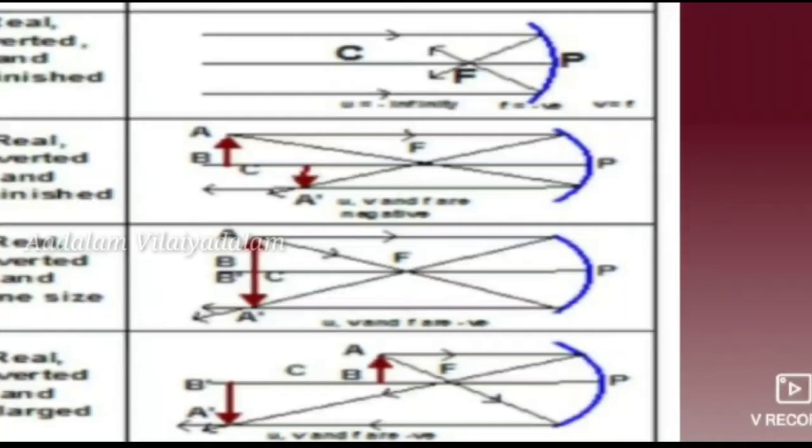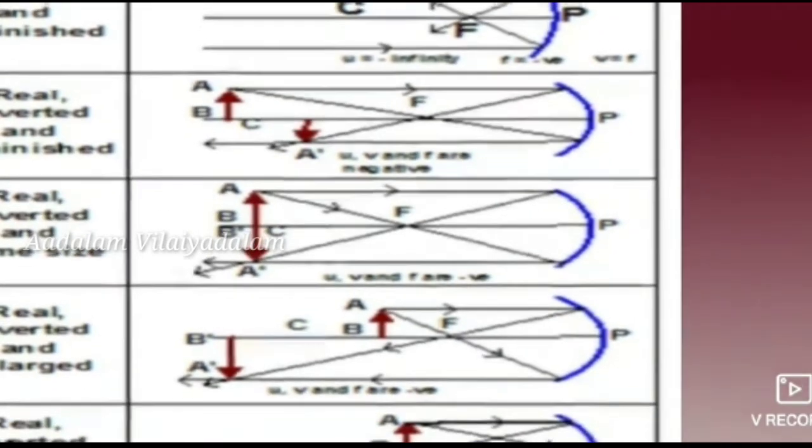And for the second position, we have to place the object. Here the arrow mark AB represents the object, placed beyond C. Beyond C means before C, the center of curvature, we will place the object, and the image A'B', the down arrow mark, is formed between the center of curvature and the focus point. So we will get a diminished size image between the center of curvature and the focal point, and it is also a real and inverted image. An inverted image we represent by a reversed arrow mark.